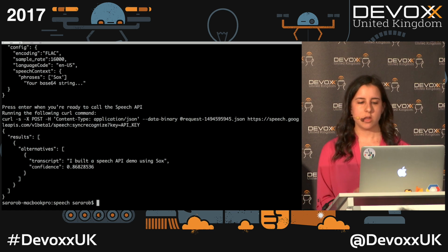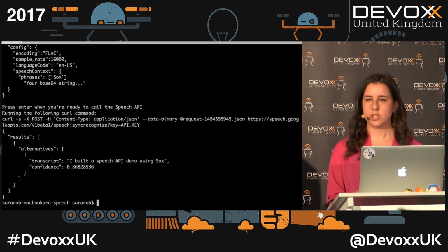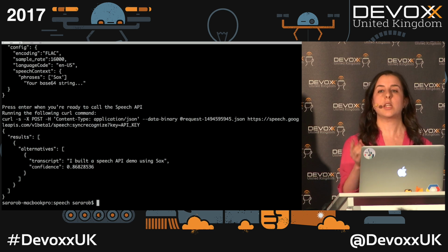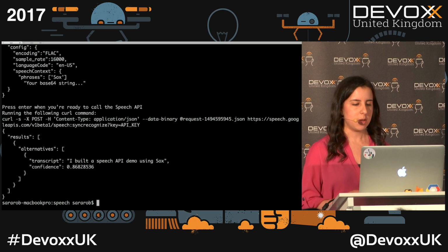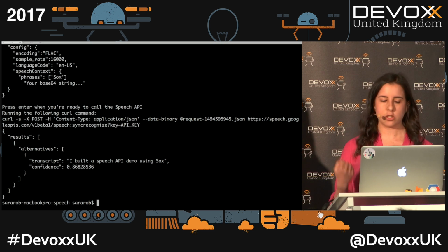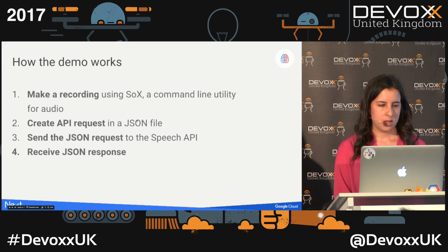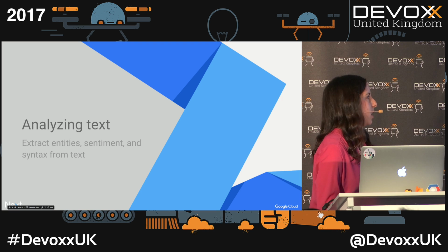And in this example, I used batch mode. So I just sent it a complete audio file, but it also supports streaming. So I could send it a continuous audio stream, and it would be able to transcribe that audio as the stream was coming in. So if I'm going to go back to the slides. And so that was analyzing audio.